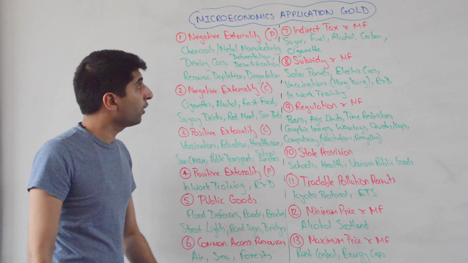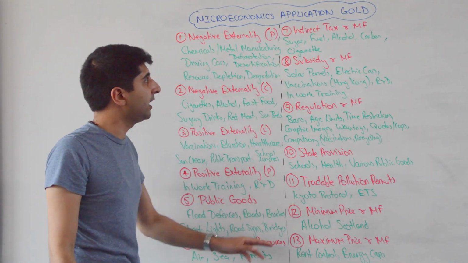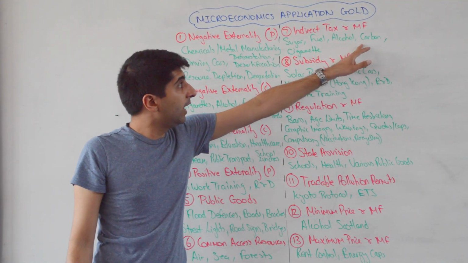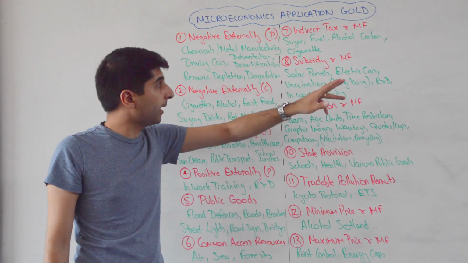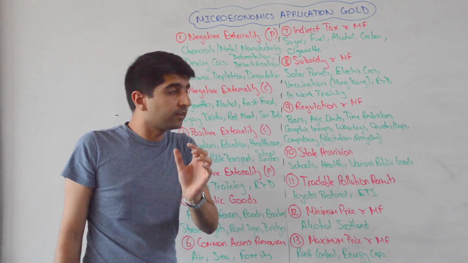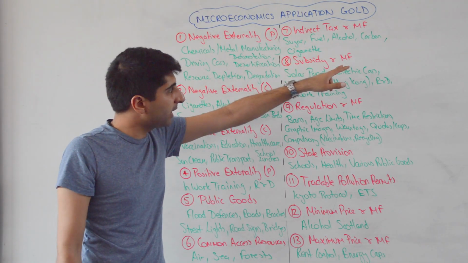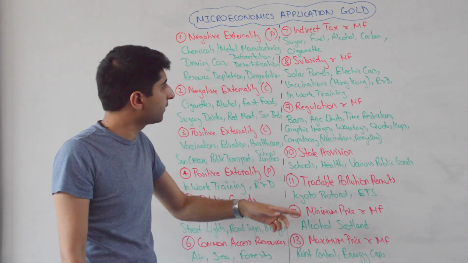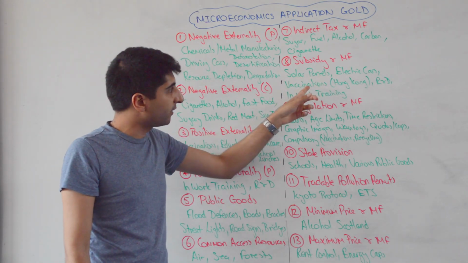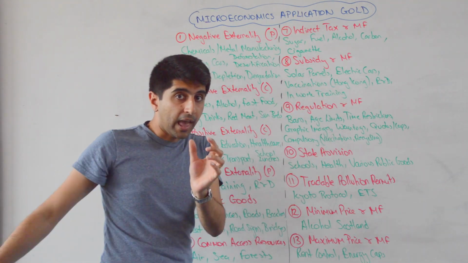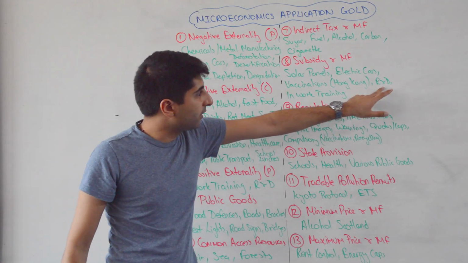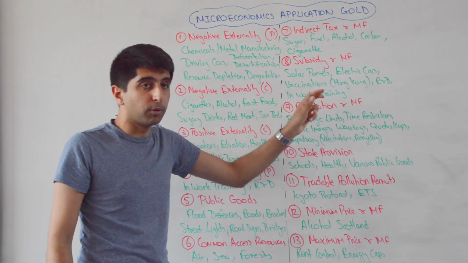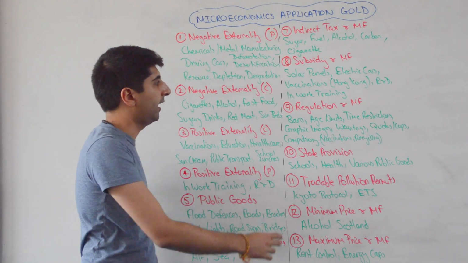What about policies to solve? Well, if we look at indirect tax and market failure, sugar tax, fuel tax, alcohol tax, carbon tax, cigarette taxes are all examples of indirect taxes to reduce consumption of something. Subsidy and market failure, to encourage production, to encourage consumption: solar panels, electric cars. Vaccinations in Hong Kong are heavily subsidized for children. Research and development, in-work training, to encourage more production, positive externalities in production there.